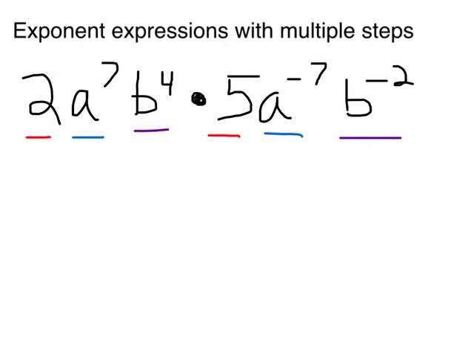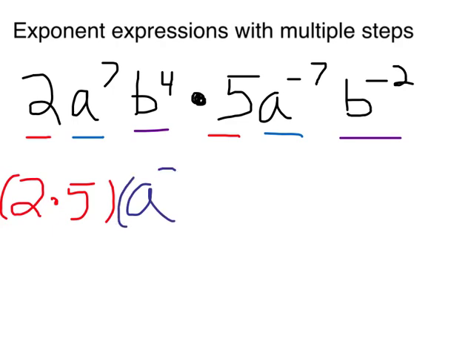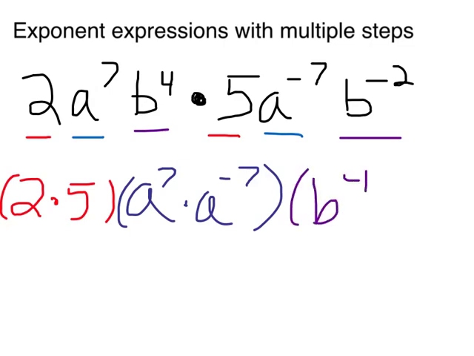Because multiplication is commutative, I can move the 2 times the 5 next to each other, and that's one step. And then I'm going to get the a to the 7th times the a to the negative 7th next to themselves. That's the second step. And then I've got the b's, so I'm going to do b to the 4th times b to the negative 2nd. From here, it's your choice which step you want to go next with.